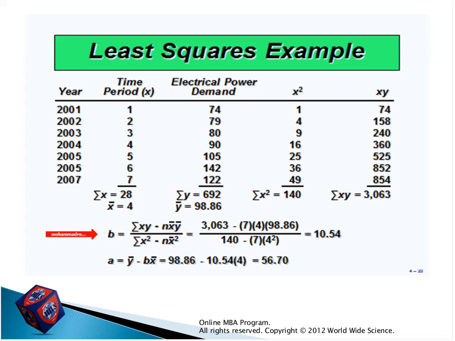XY means X multiply Y. What was X? The period of time. What was Y? The electrical power demand. 1 multiply 74 gives 74 for the first year 2001. 2 multiply 79 gives 158. 3 multiply 18 gives 214. Okay, very good. Now we should calculate A.